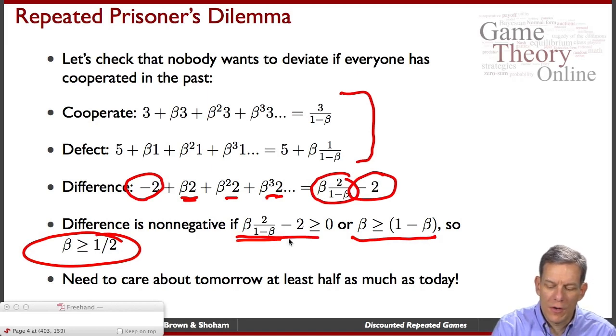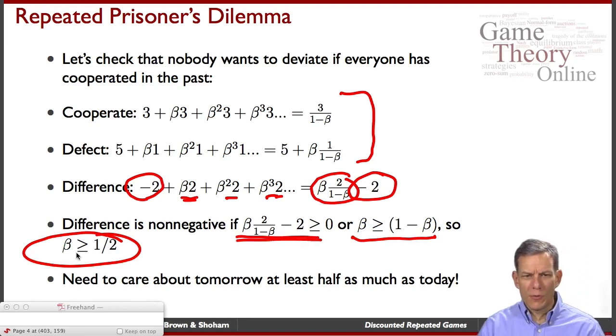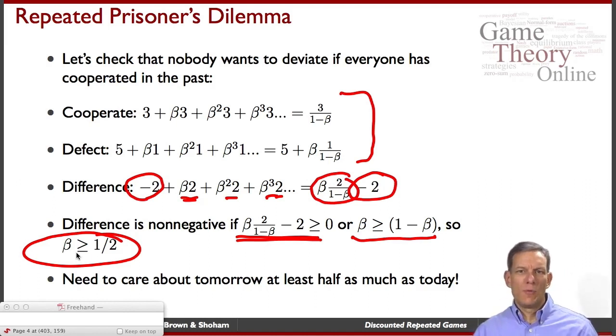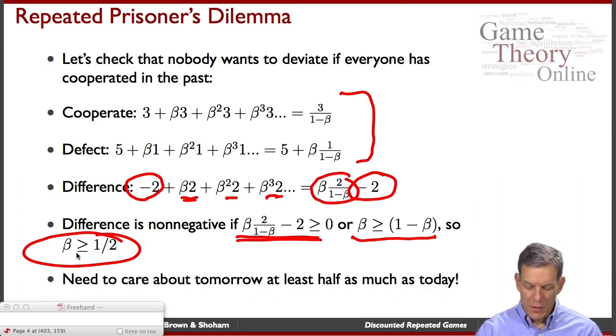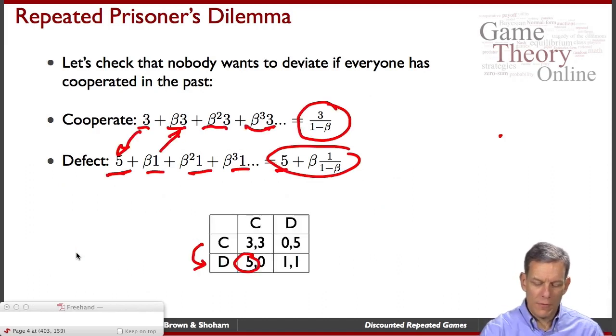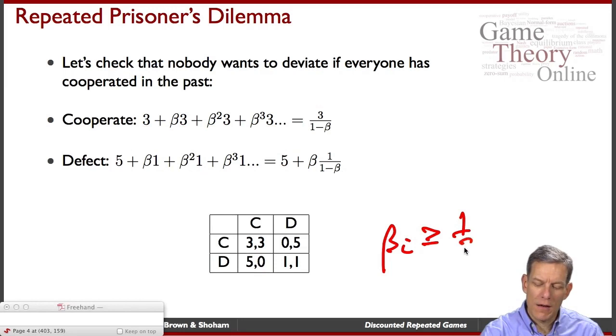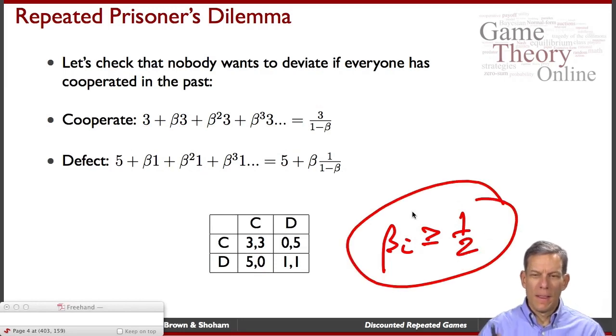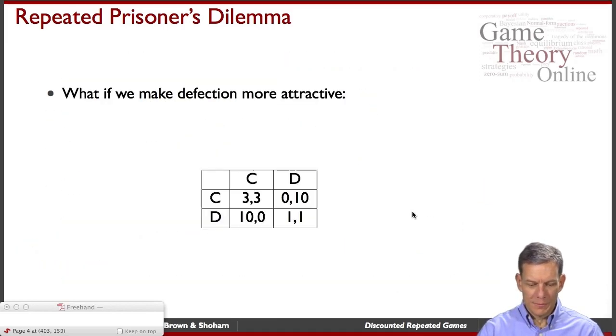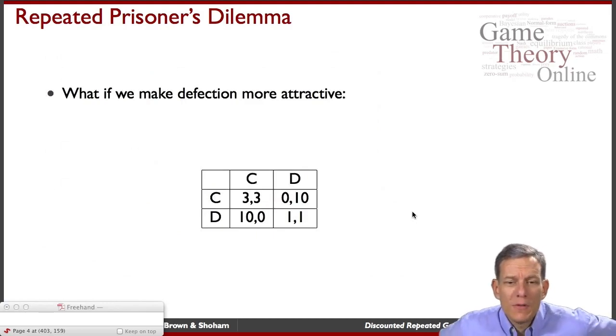So if you just go through the algebra of solving this inequality, you'll get beta greater than or equal to a half. So as long as people care about tomorrow at least half as much as today, they're going to be willing to cooperate in the repeated prisoner's dilemma with these particular payoffs that we looked at before. So if each beta i is at least a half, then they can sustain cooperation in this infinitely repeated prisoner's dilemma.